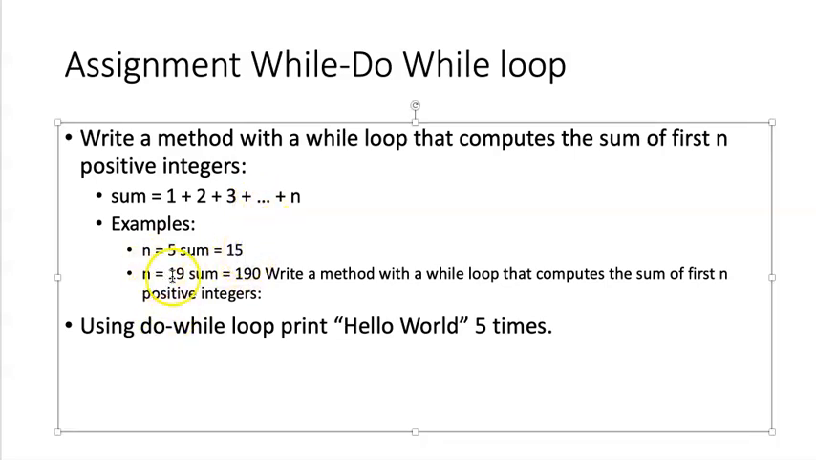So if it is 19, then you print the sum of all the numbers up to that number. You can use the same thing for the do while, but for the do while, try to print hello world 5 times. Okay? That's the assignment for the while and do while.